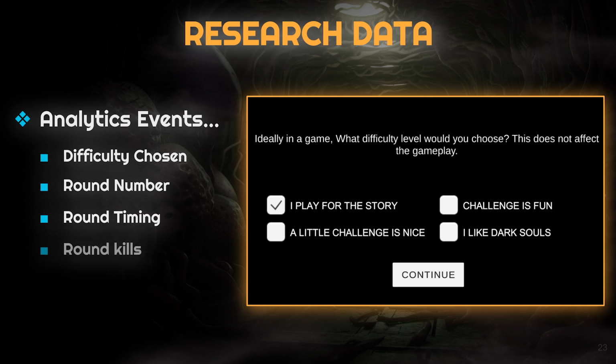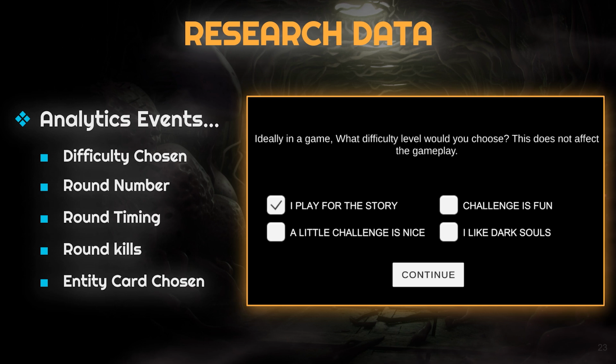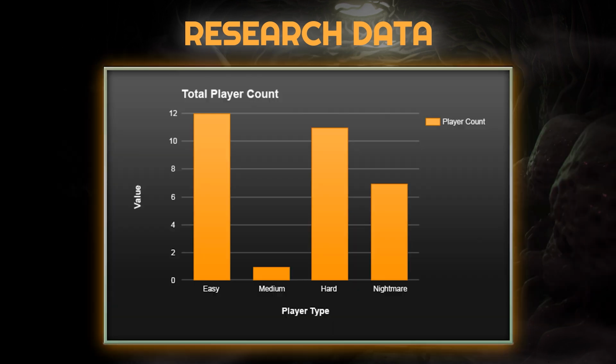Next is round kills. Again, dependent on the round number. Round number 1, how many swarms did they kill? Round number 2, how many swarms did they kill? Till their either victory or death. And the last is the entity card chosen, which proves their self-efficacy. What did they choose at the end? 2 debuffs, 1 buff. What did they pick?